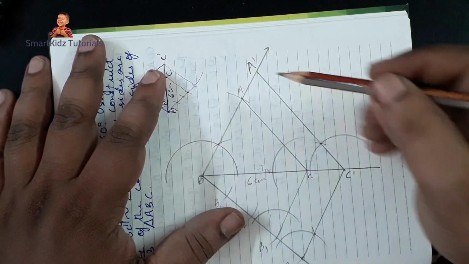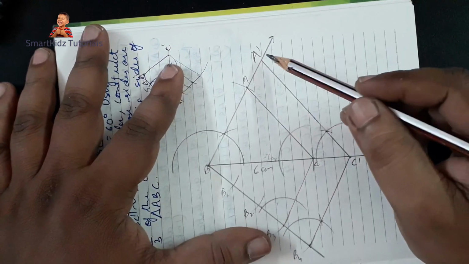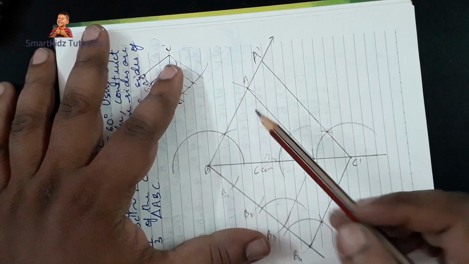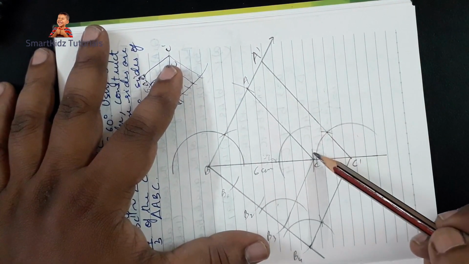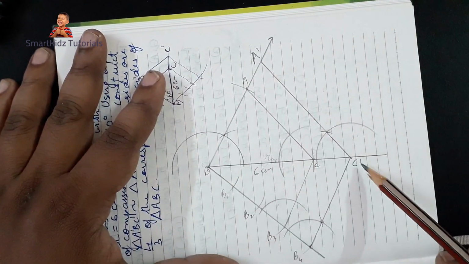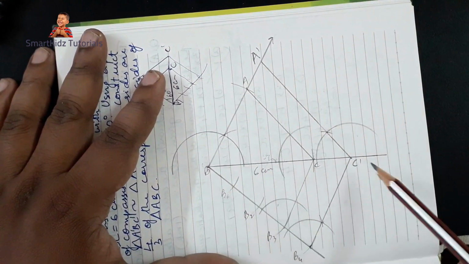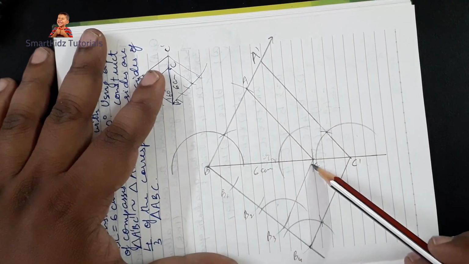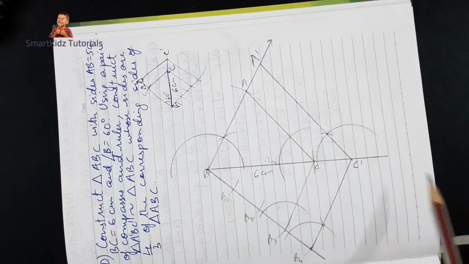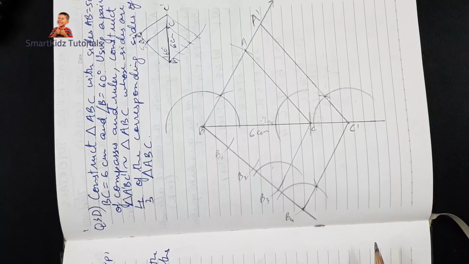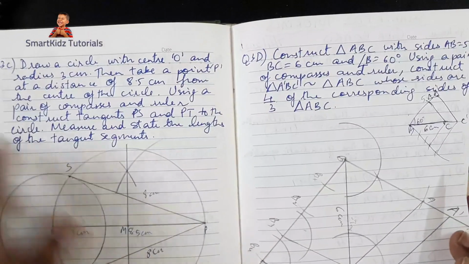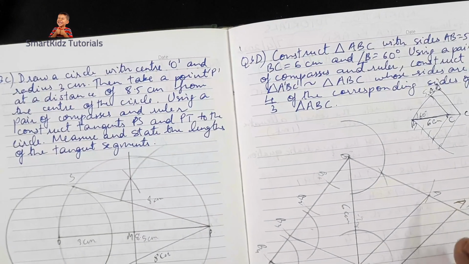A dash. So we constructed now two triangles. One is triangle ABC and triangle A dash B C dash. The triangle A dash B C dash is similar to triangle ABC. So that is what we were asked to construct. This is the triangle. And with this, we complete question 3.